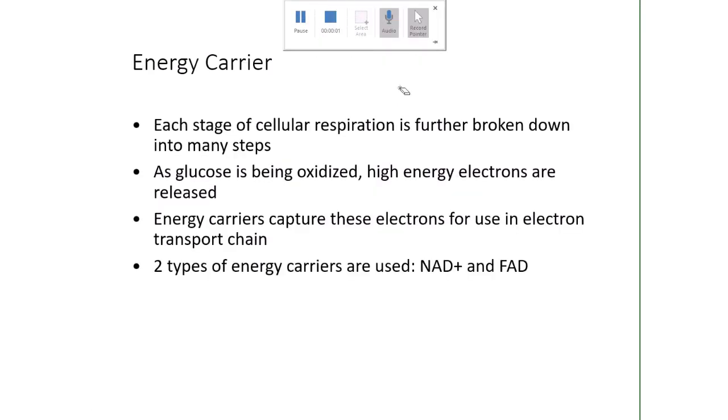Now, in order to move those high energy electrons that are released from the first 3 steps of cellular respiration, we need some kind of energy carrier. These energy carriers are going to capture the high energy electrons released from glycolysis, Krebs cycle, and pyruvate oxidation, and transport them to the last step, stage 4, the electron transport chain, where you can harness the energy from these electrons.